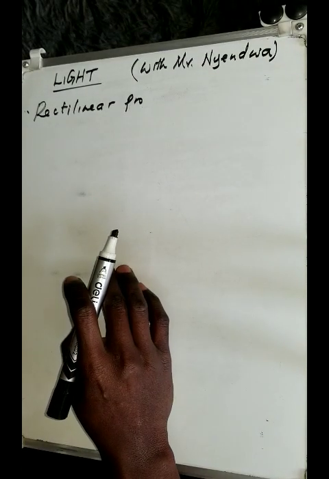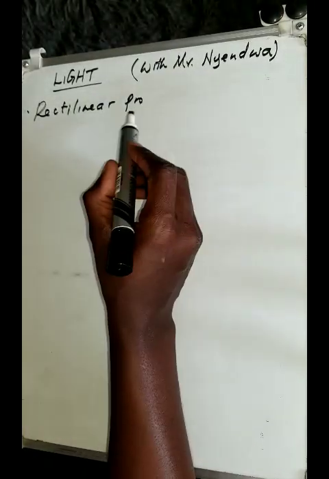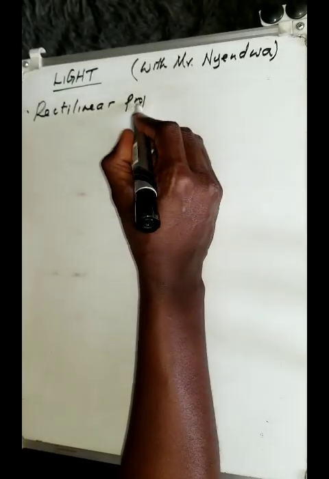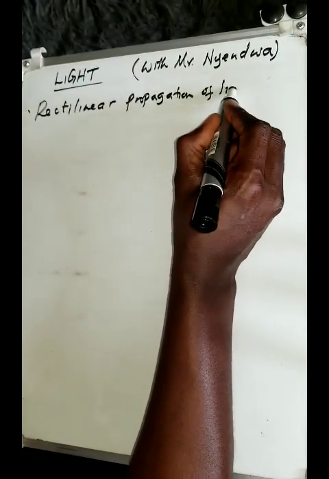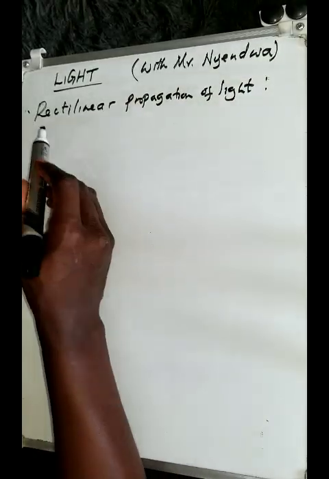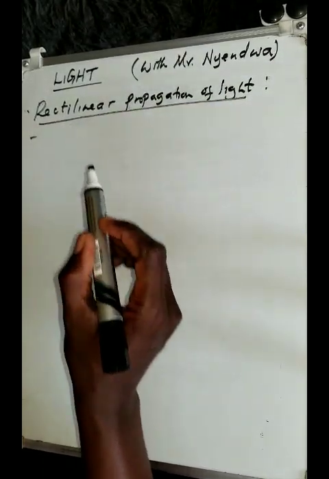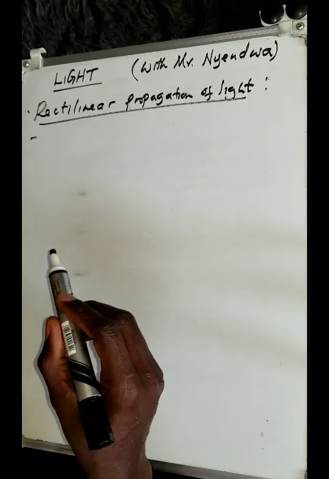Okay, so welcome to this segment as I talk about light. A few concepts that you need to remember under this one. We'll talk about rectilinear propagation of light. Now, what should come to your mind when you hear of rectilinear propagation of light? Well, it's simply a theory that states that light travels in a straight line.